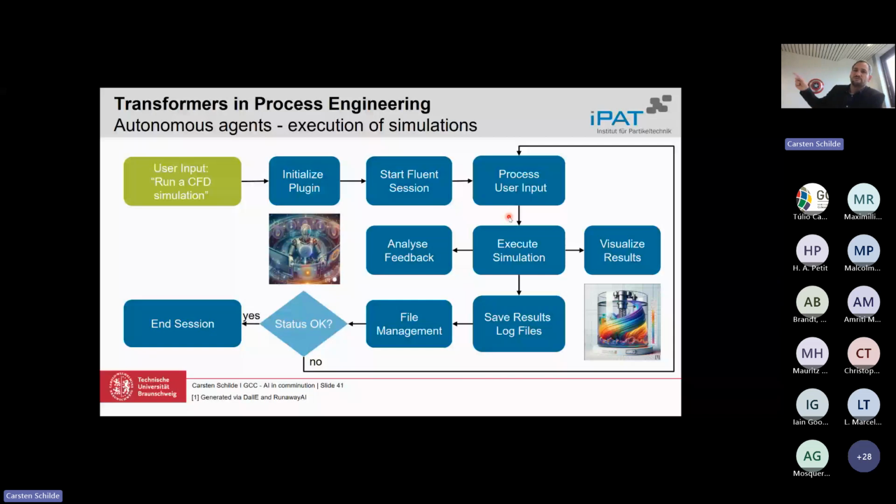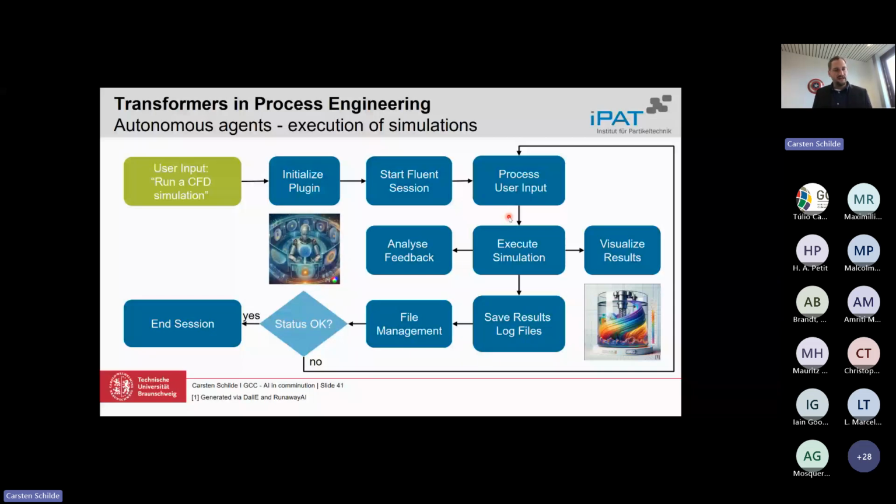So you have PyFluent, which is a Python-based interface to work with Fluent, and you can write plugins, and these plugins can then be used by the transformer system to work with Fluent. So you put in the prompt, give me a simulation of the reactor shear rate distribution, then it will start Fluent via the PyFluent plugin, and then you can do simulations. And then it will ask you for the CAD file, and then you can do it.